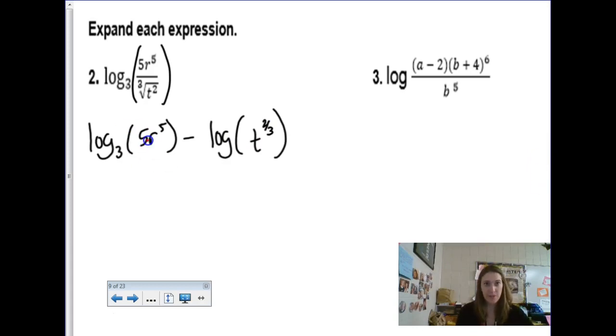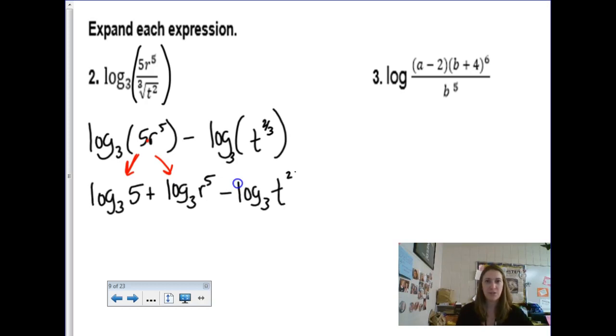Because that's going to be one of my exponent logarithm properties. So when I expand this logarithm, it's a multiplication problem at the moment. Oops, I lost my base. All right, log base 3 of 5 plus log base 3 of r to the 5th, and I still have minus log base 3 of t to the 2/3.